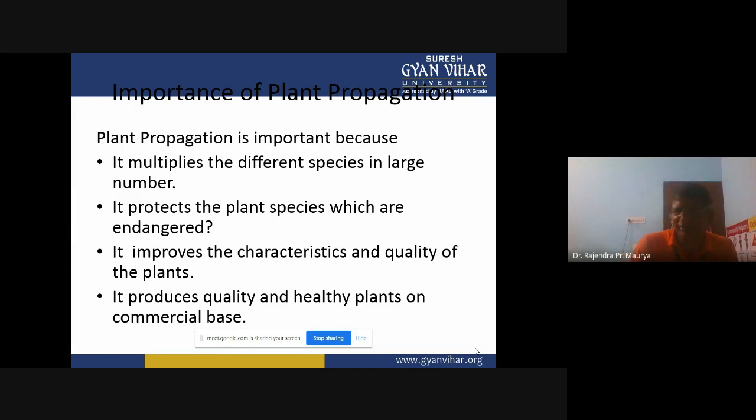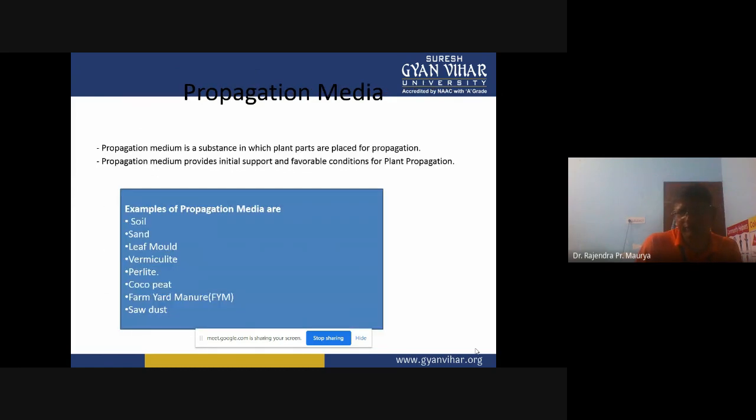If we make a sharp and clean cut, then the success rate will be higher. If you select the right plant at the right season or right time, then we can produce quality plants in large numbers.